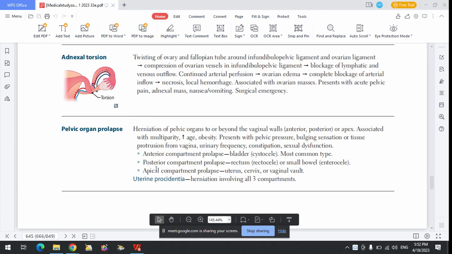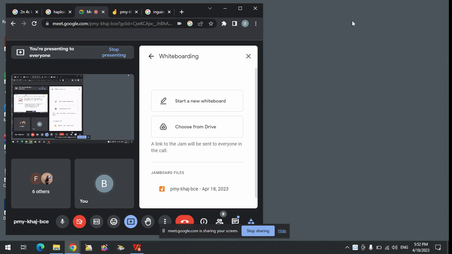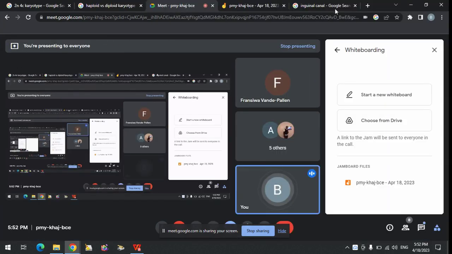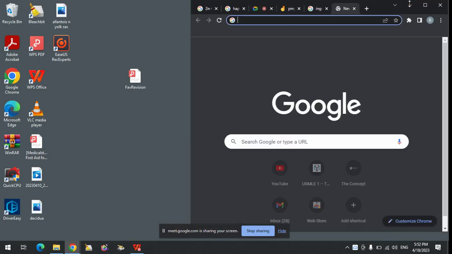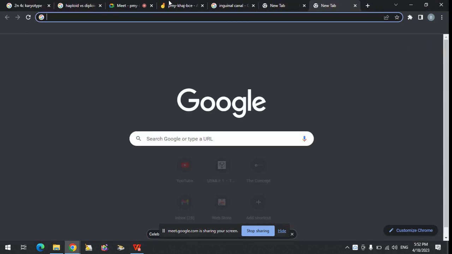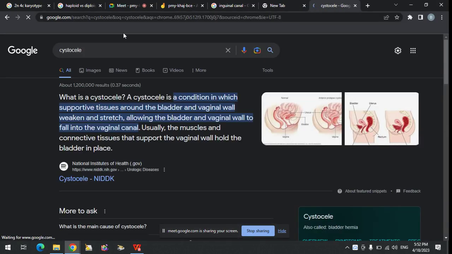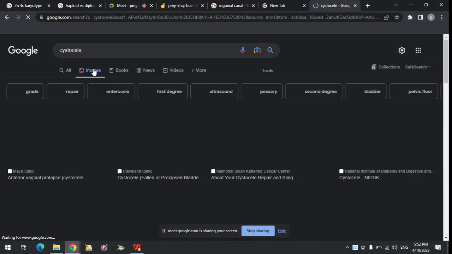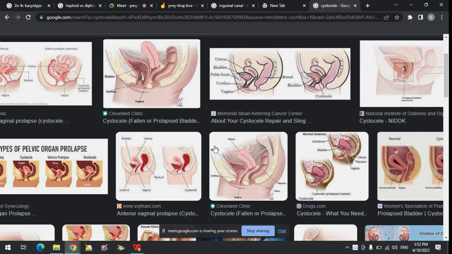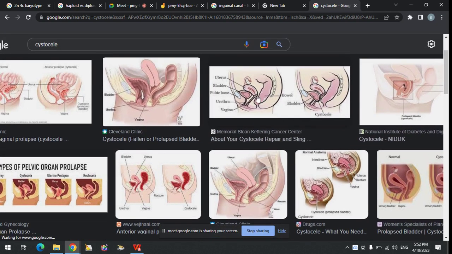Then if it's a posterior compartment prolapse... With the bladder one, you're saying that the bladder prolapses into what? The vagina. You know that the vagina is just below and posterior to the bladder. I'm trying to show you what it looks like. The bladder will prolapse posteriorly into the vagina. You know that the bladder is just in front of it. Look at it.